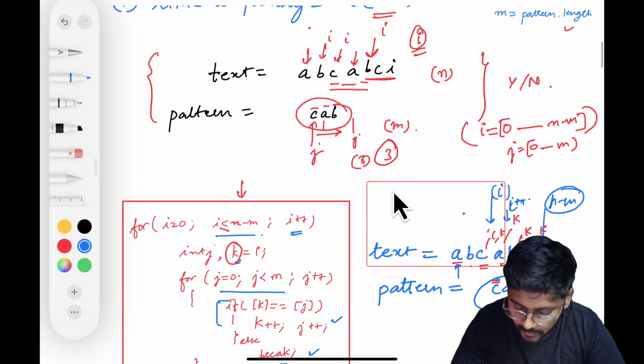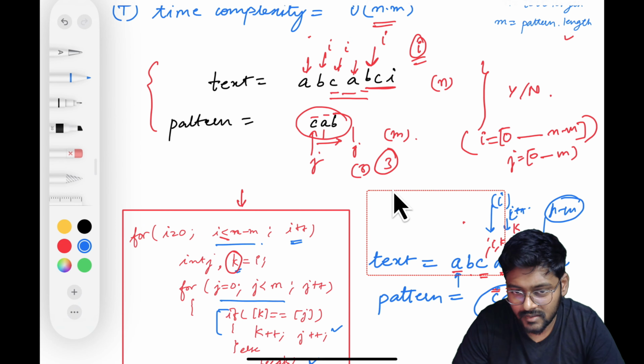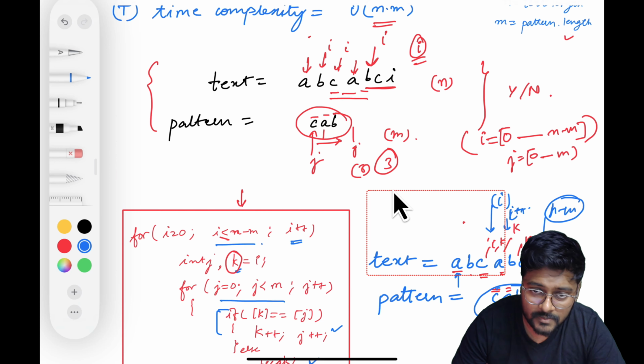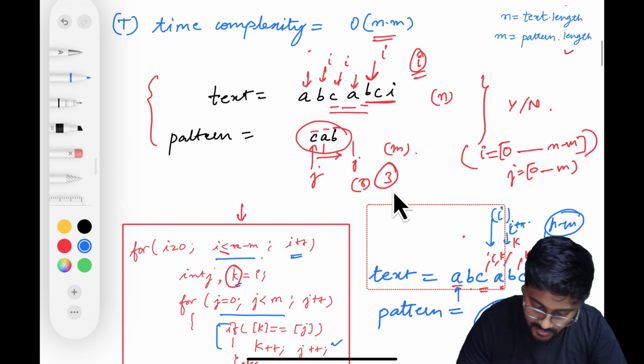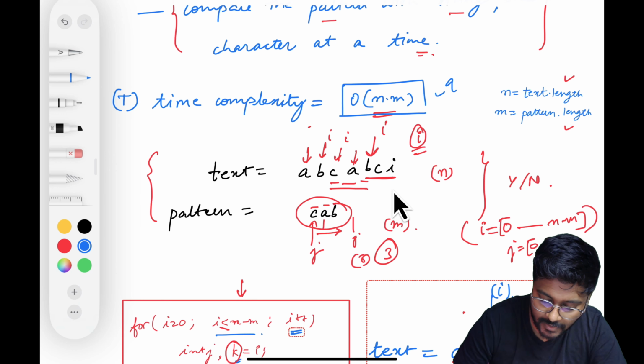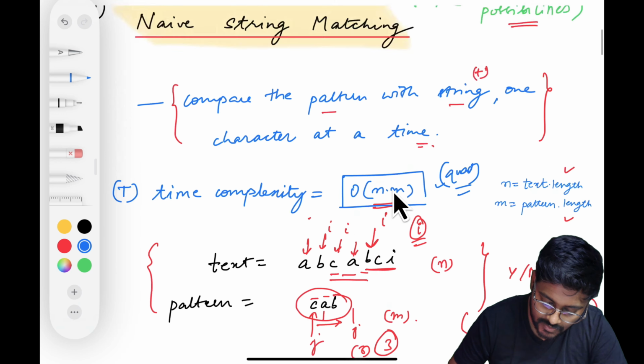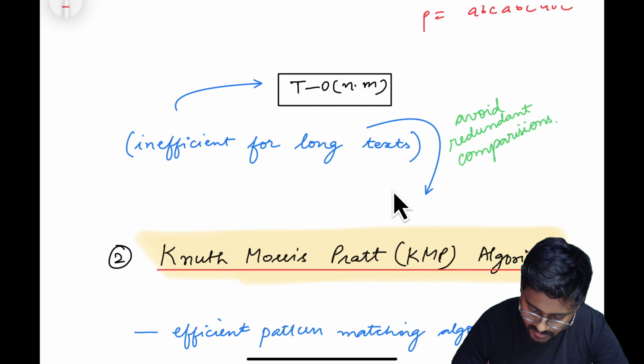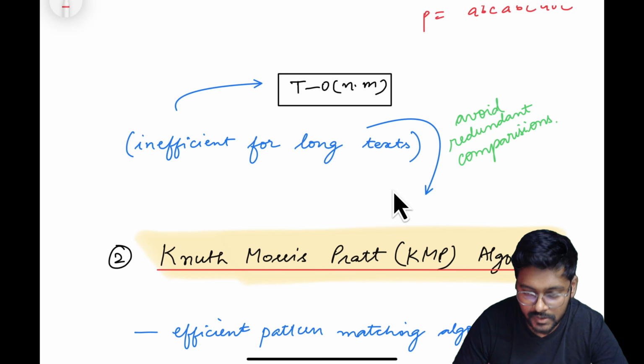Starting from every i can go around n number of times. For every n number of times, we are going to have a pattern of m size. That's why the time complexity is order of n into m, which is quadratic time. But initially, we discussed that we are going to have linear time to find a pattern in a text. So for linear time, we have our next algorithm, which is the Knuth-Morris-Pratt, KMP algorithm. Now we are going to discuss our second algorithm in string matching.